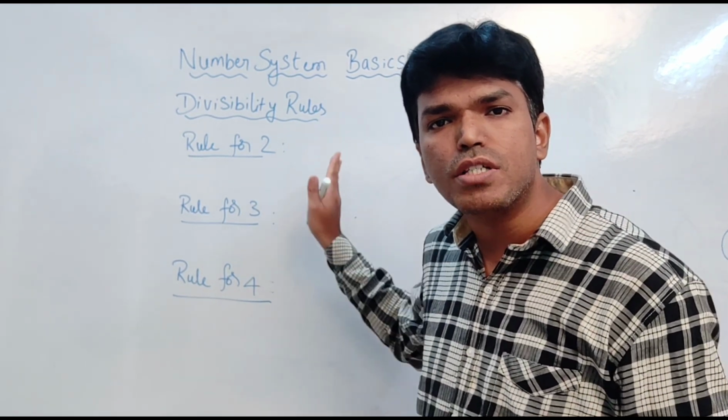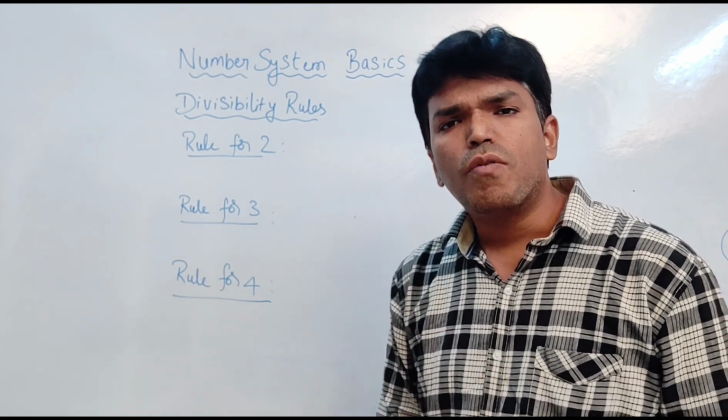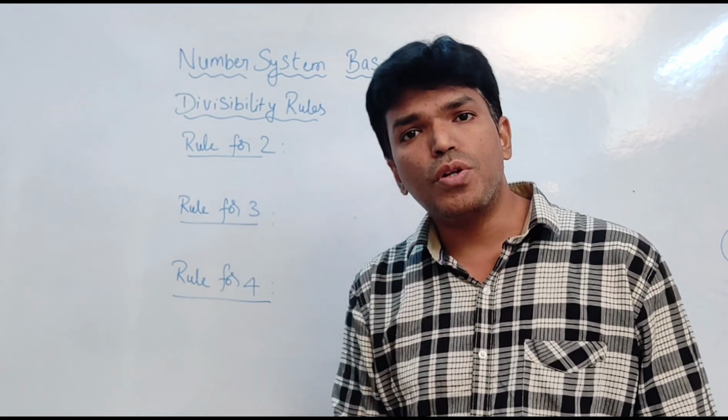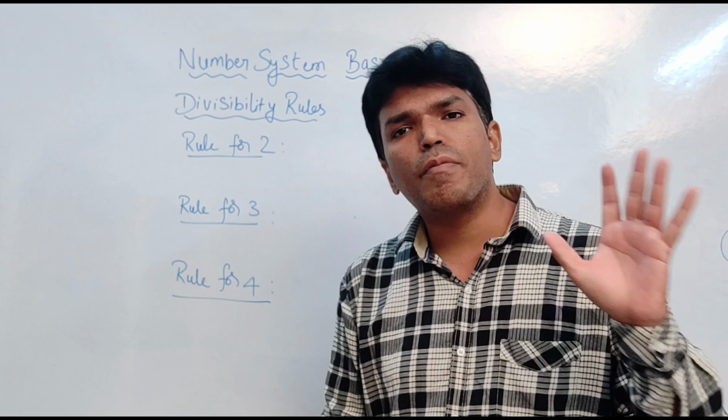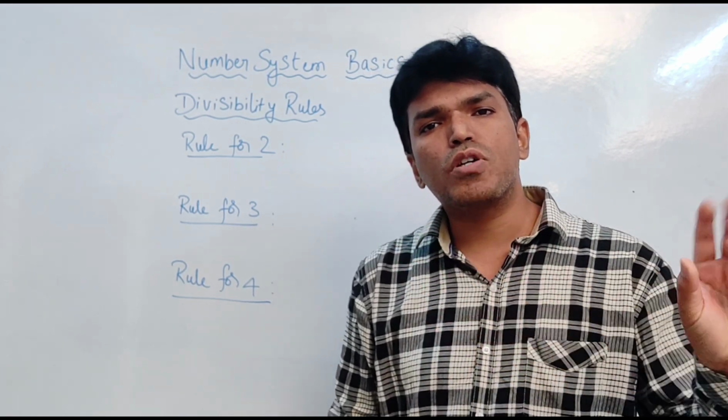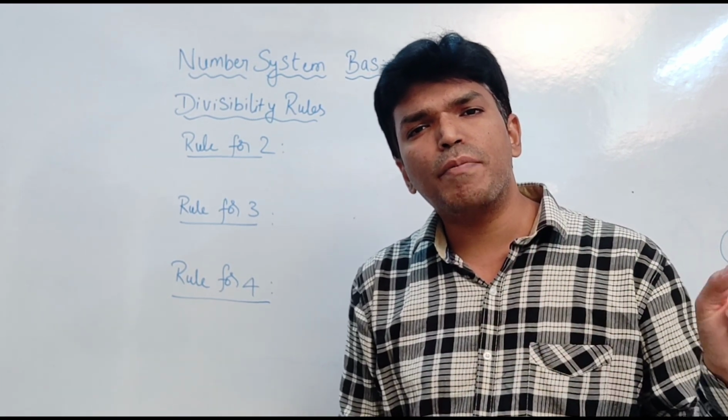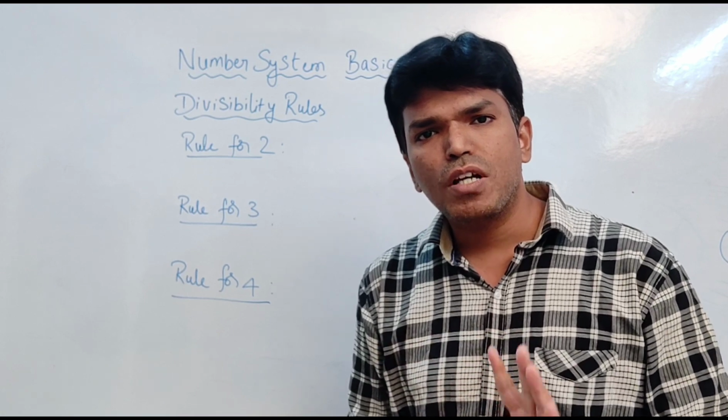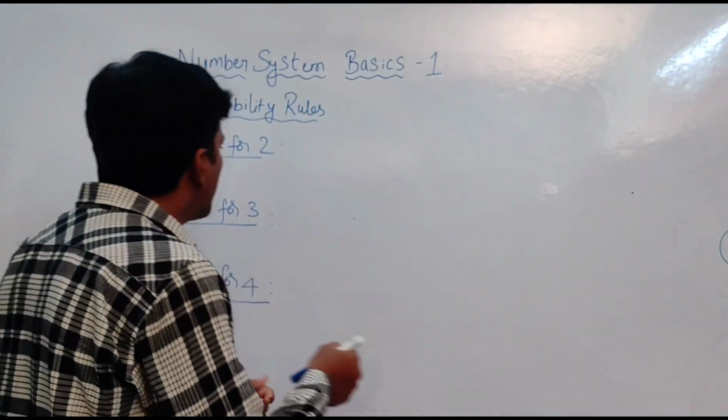First we will discuss the divisibility rule for 2. As I already told you, all even numbers are divisible by 2 because they are all multiples of 2. All the multiples of 2 can be divided by 2. Yes or no? So what is the divisibility rule for 2?